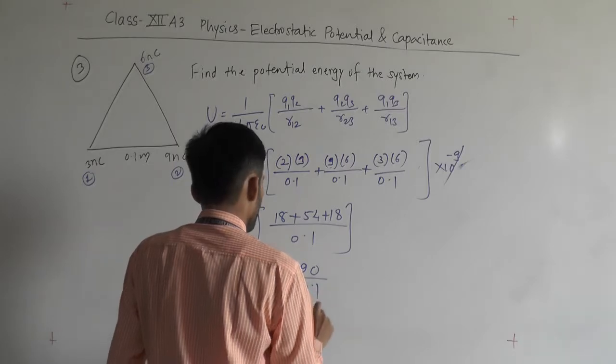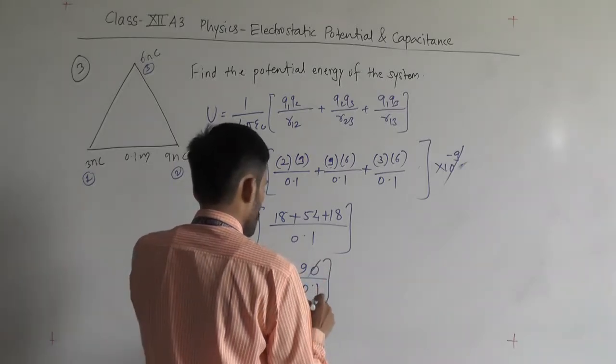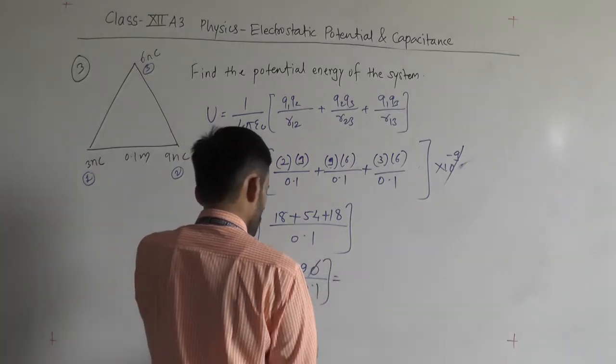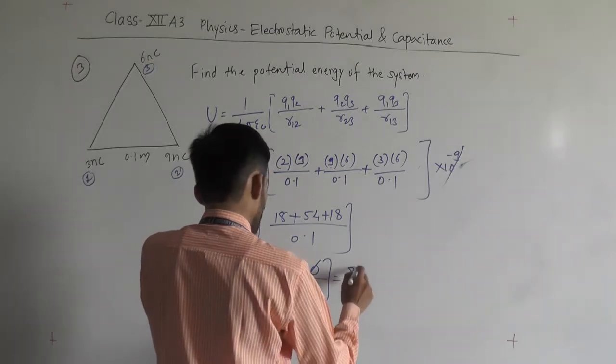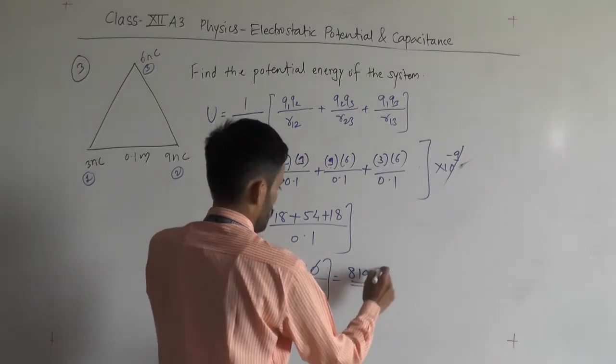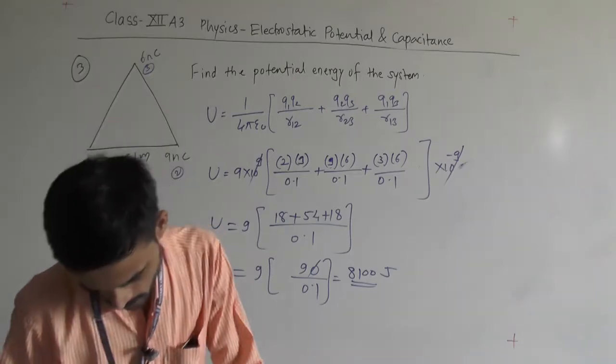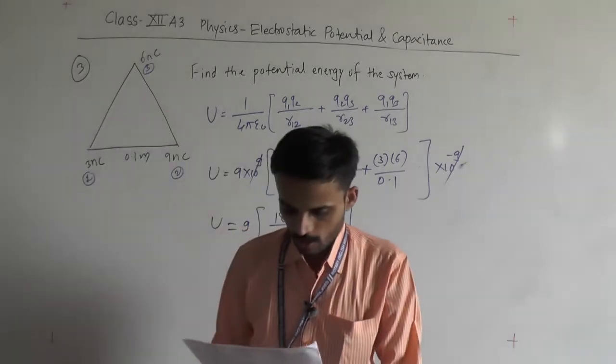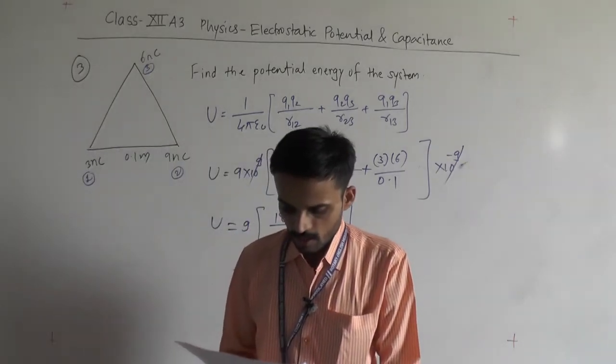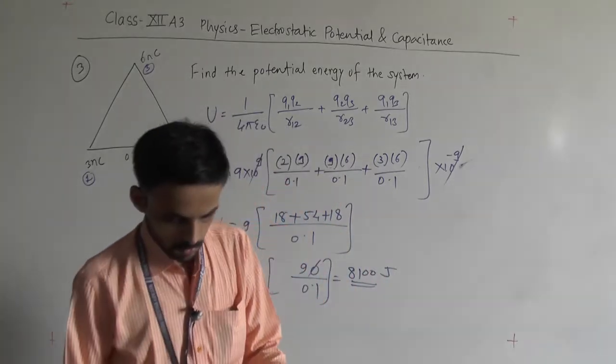90 upon 0.1. So this will be 900. So 9 9s are 81, 8100 joule. Let me check the value whether it is coming or not. 891 something.